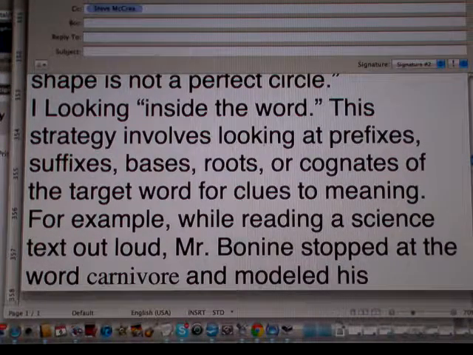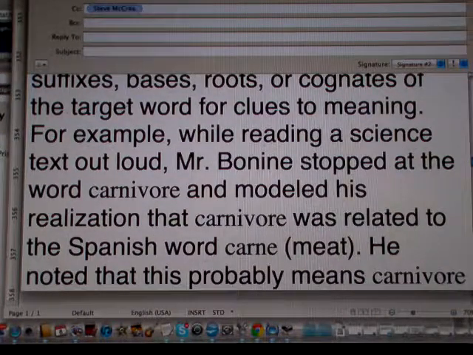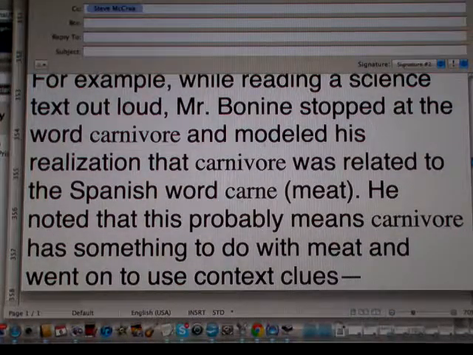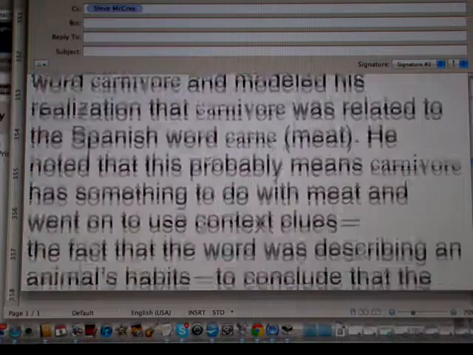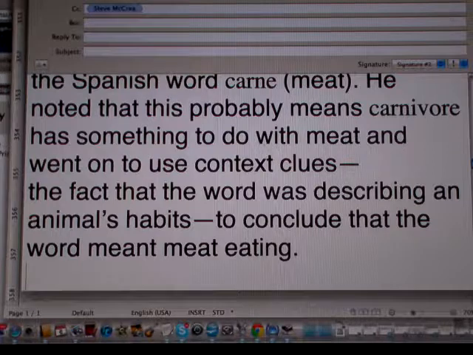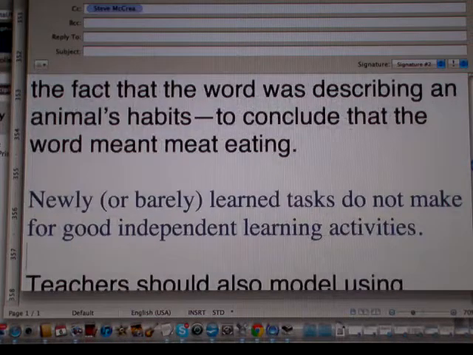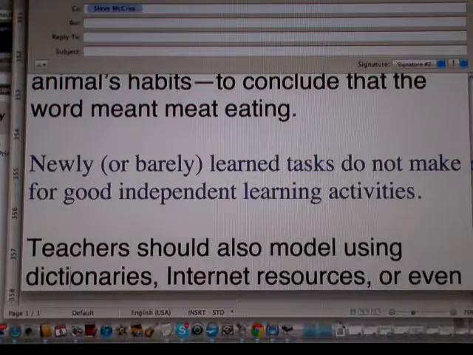This strategy involves looking at prefixes, suffixes, bases, and roots of the target word for clues to meaning. For example, when reading a science text out loud, a teacher could stop at the word carnivore and model his realization that carne is a Spanish word for meat. He might notice that this probably means that carnivores has something to do with meat, and then go on to use context clues, the fact that the word was describing an animal's habits, to conclude that the word meant meat eating.